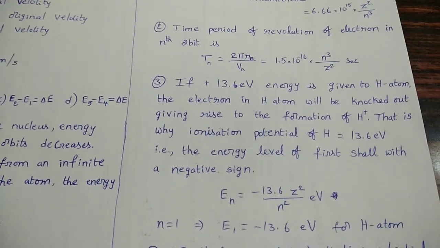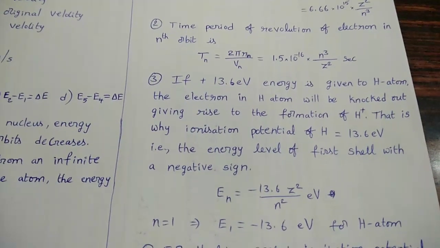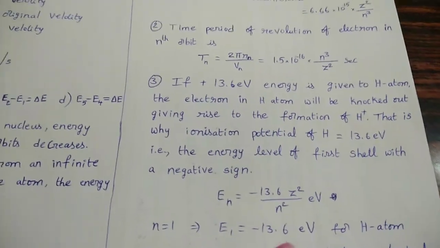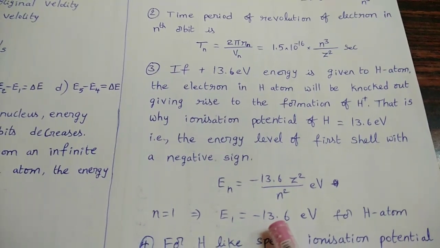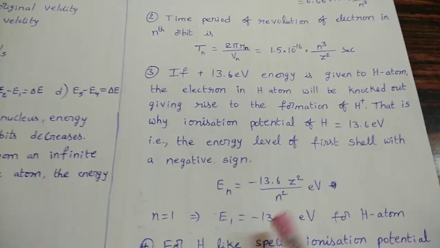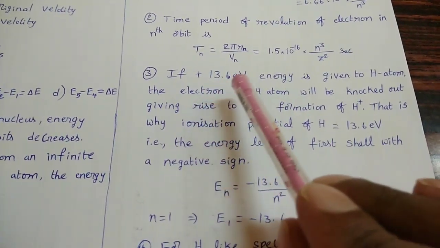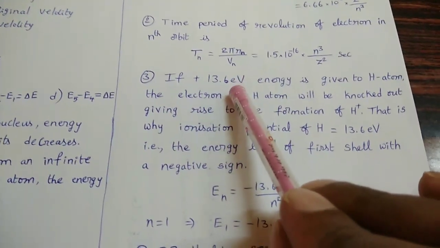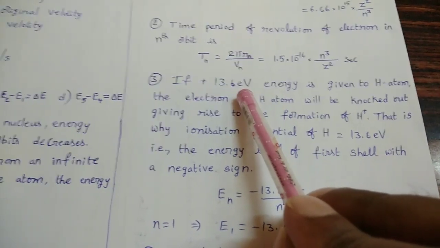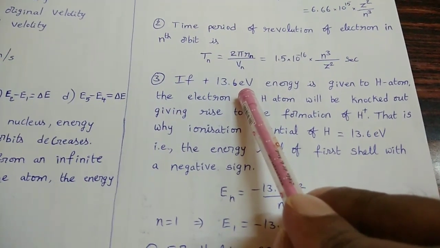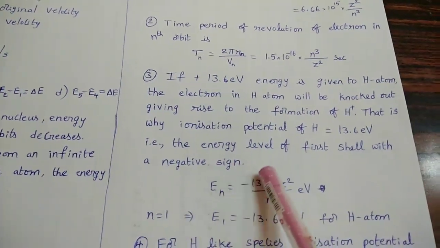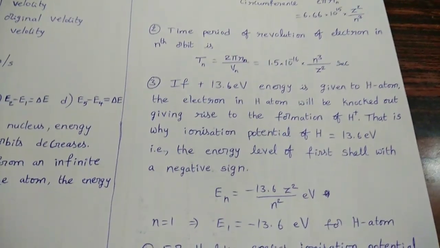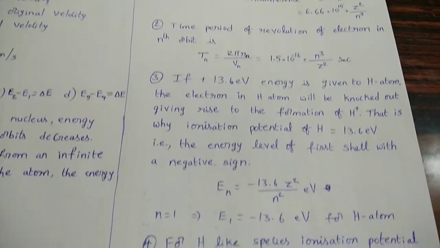So this ionization potential is nothing but the energy with a negative sign. Actually, in the hydrogen atom, the energy for the first shell is this one. If we take the negative value, we get plus 13.6 electron volts. So this is the ionization potential of the hydrogen atom. In another way, we can say it is the energy level of the first shell with a negative sign. I hope you can understand this one.